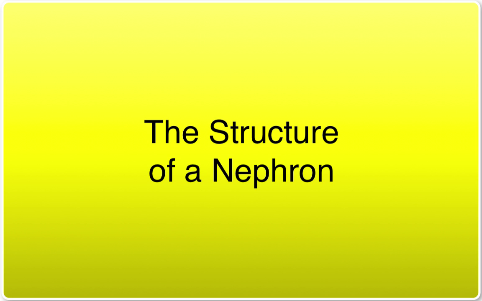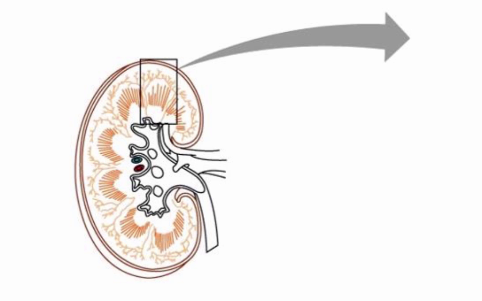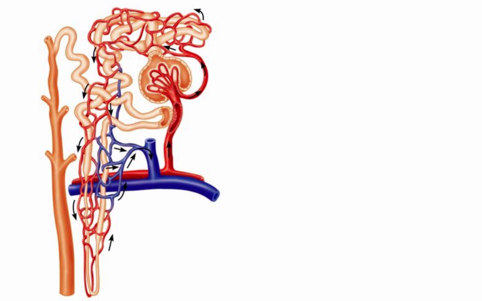This tutorial video will look at the structure of a nephron and the renal processes within the nephron. Each kidney has over 1 million nephrons. Here is the structure of an individual nephron. There are specific parts of the nephron that we need to recognize and label in this diagram.